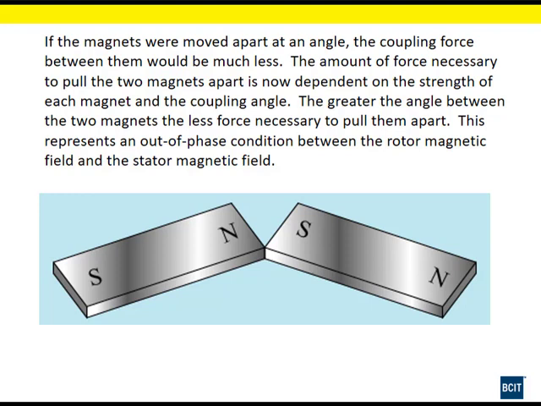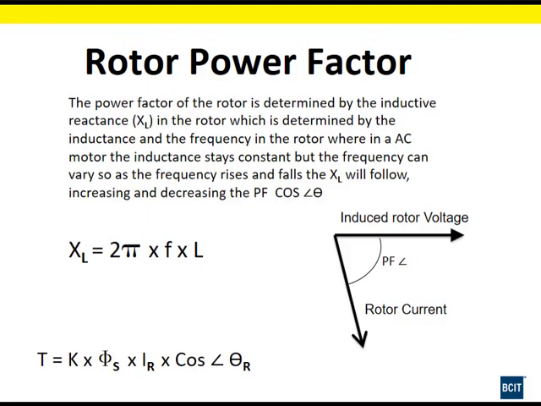If these magnets were moved apart at an angle, like shown in the picture here, the coupling force between them would be much less. So the amount of force necessary to pull two magnets apart is dependent on the strength of each magnet and the coupling angle. The greater the angle between the two magnets, the less force necessary to pull them apart. This represents an out-of-phase condition between the rotor magnetic field and the stator magnetic field.